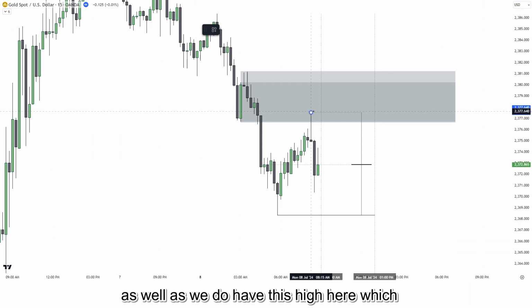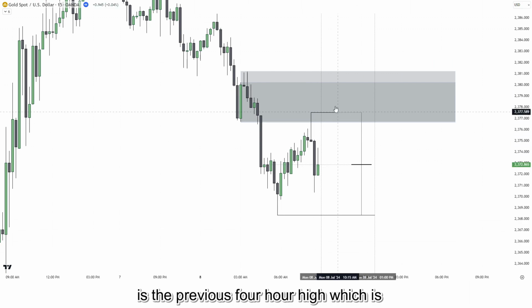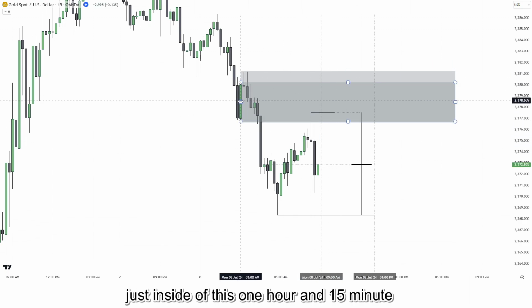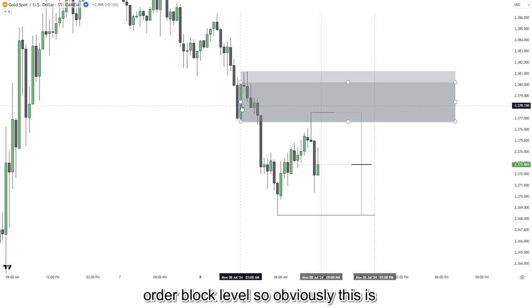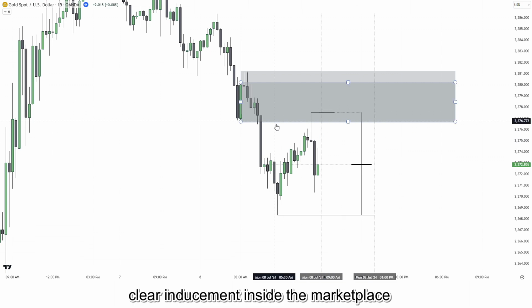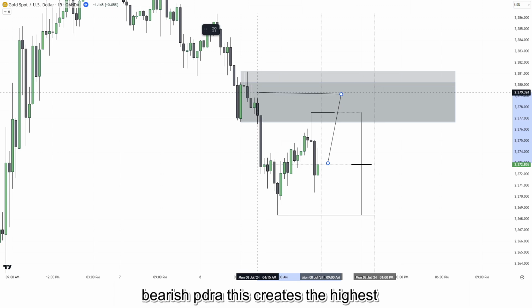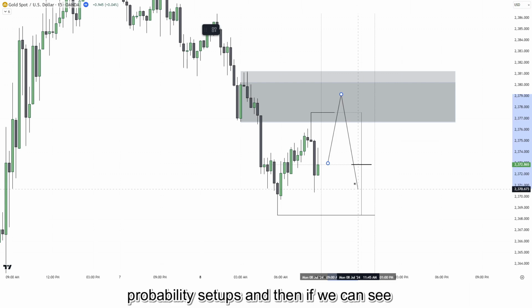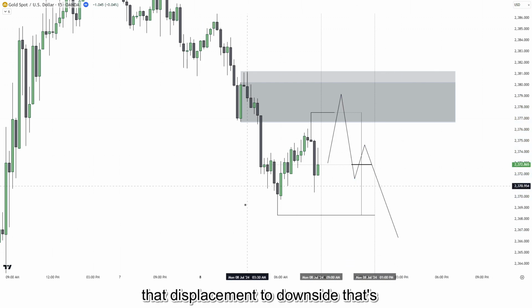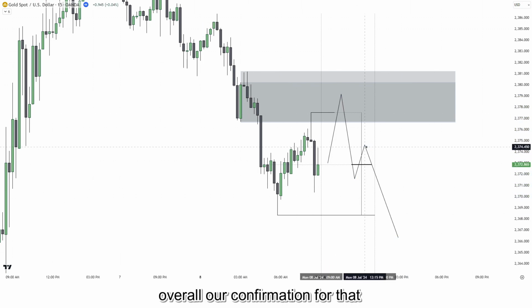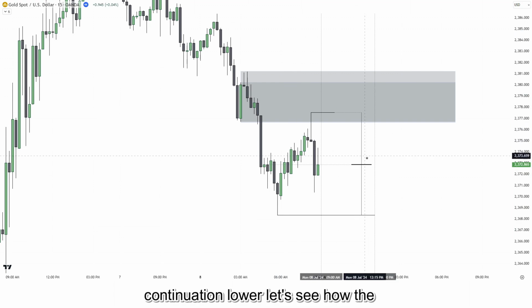As well as we do have this high here, which is the previous 4-hour high, which is just inside of this 1 hour and 15-minute order block level. So obviously this is clear inducement inside the marketplace. So we want to see a liquidity sweep, as well as tapping into this higher time frame bearish PD array. This creates the highest probability setups. And then if we can see that displacement to the downside, that's overall our confirmation for that continuation lower.